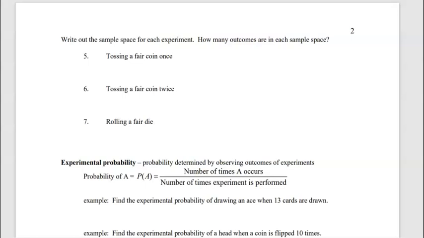So if I'm going to toss a coin once, the sample space would be, oh, I could get a heads or I could get a tails. And so that's two outcomes in that sample space. The cardinal number, which is the number of outcomes in the set, is 2.